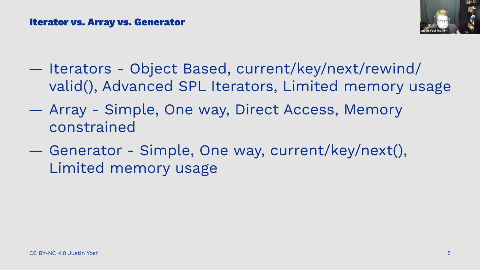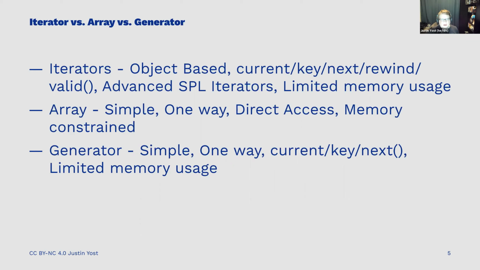So what are the three different types that we're going to deal with in this talk? We have an iterator, which is object-based. It has a couple of different methods on it: current, key, next, rewind, and valid. Current obviously gives you the current value. Key gives you the current key that you're at. Next goes to the next value and the next key. Rewind rewinds back all the way to the front. And valid says whether or not this actual key is a valid key with a valid value.